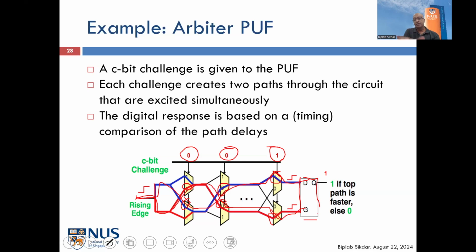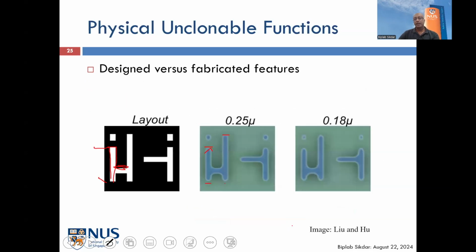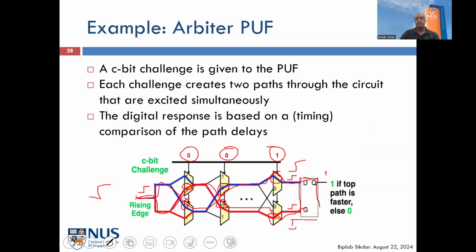So by design, these 2 paths are exactly identical. So if I give a clock edge here, the clock edge should reach both of the inputs of the flip-flop at the same time. But as we just saw, there are variations in the lengths of the wires, right? So when we manufacture this, there will still be variations in the length of the wires that are here. And either the blue wire or the red wire will be shorter. Which one will be shorter? We don't know, right? That's going to be completely random.